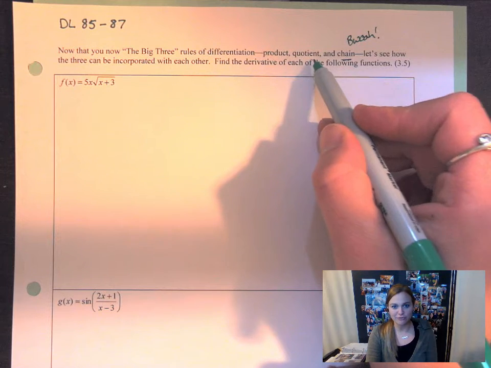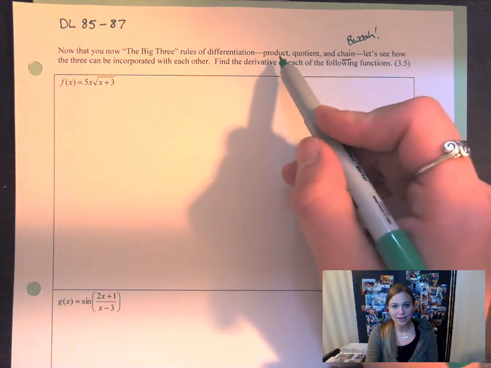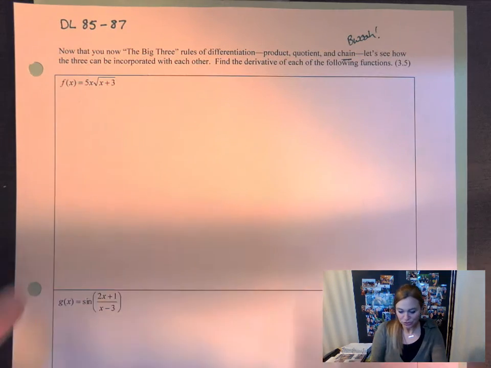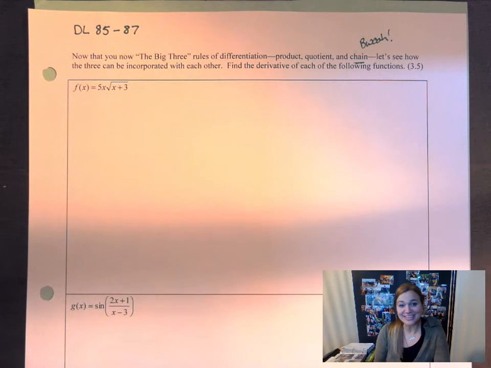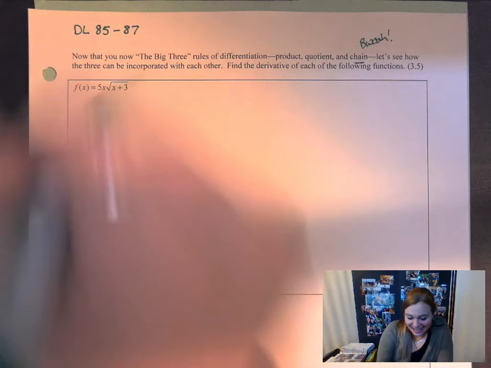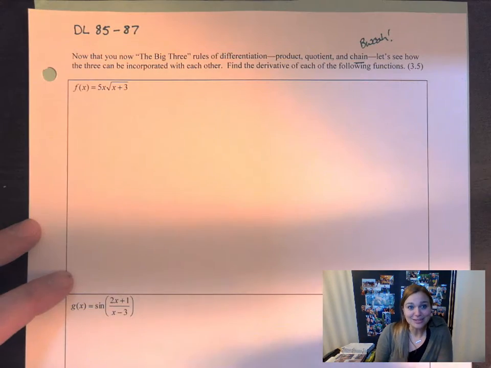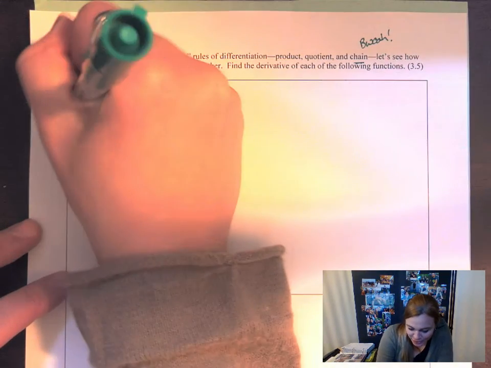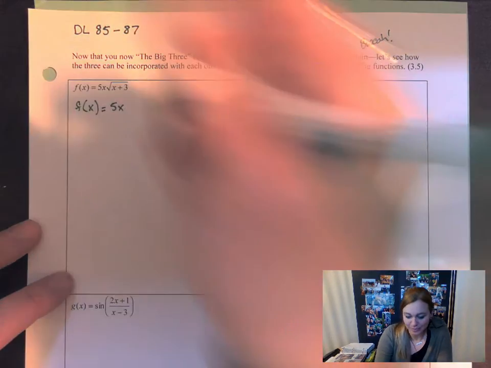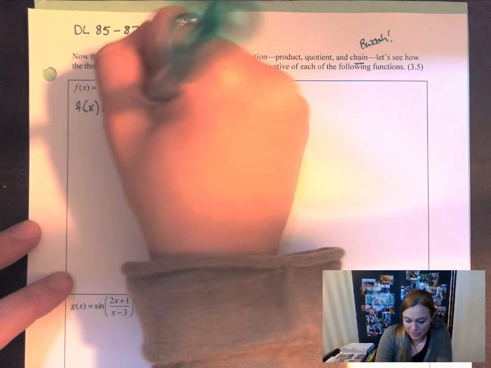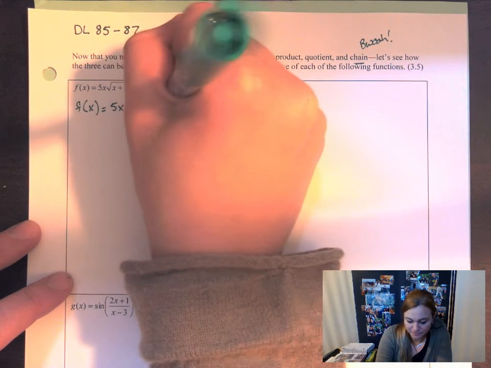Quotient is you've got a fraction of some sort. Product is you've got multiplication. So let's do this. This might combine all of them together into one. The first thing that I'm going to do is rewrite f of x equals, and instead of writing the square root of x plus 3, I'm going to rewrite this as x plus 3 to the 1/2.